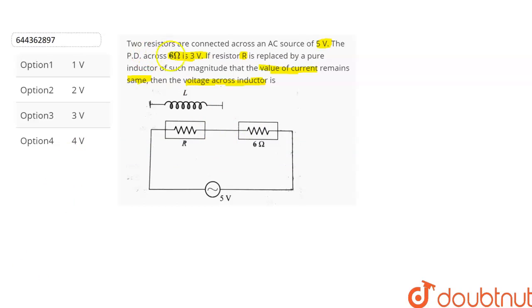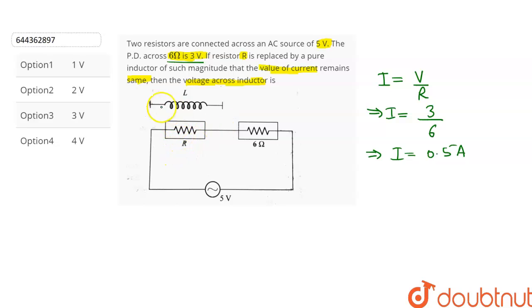It is given that the potential difference across 6 ohm resistor is 3 volts. So let's calculate the current through the resistor. I will be given by V upon R. So I comes out to be voltage is 3 volts divided by the resistance of the resistor, which is 6 ohms. This gives us I is equal to 0.5 amperes. This is the current in the whole circuit.